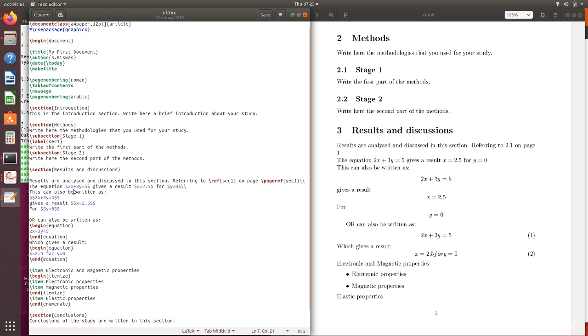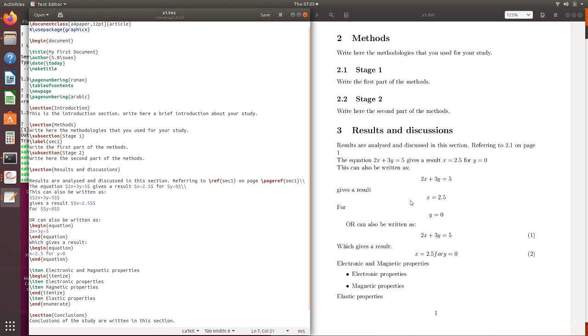Now, the equation that you have written here can be written in another style, another format. If you wish to write this equation on its own line, that is, on a different line, then you can write it this way. Dollar signs are there, 2x plus 3y is equal to 5, and this gives you the result x is equal to 2.5 for y is equal to 0. So this is what it will produce.